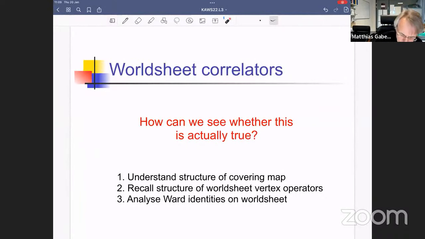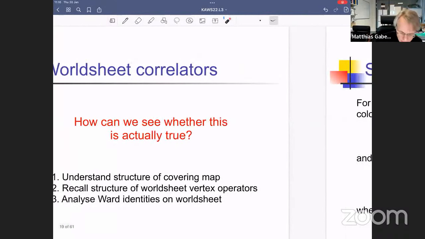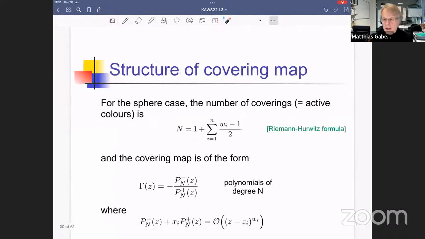Okay, so let's continue. For a start, we are going to look at the sphere case. We are going to restrict ourselves to the situation where the covering surface is also a sphere. You can look at higher genus, but the sphere case is much simpler and already gives you all the interesting bits. Now, if you ask what's the covering from the sphere to the sphere that has these branching indices w_i, then there's a mathematical formula, the so-called Riemann-Hurwitz formula, that tells you the degree of the covering, i.e. how many pre-images every point downstairs has. And this degree is given by this formula.